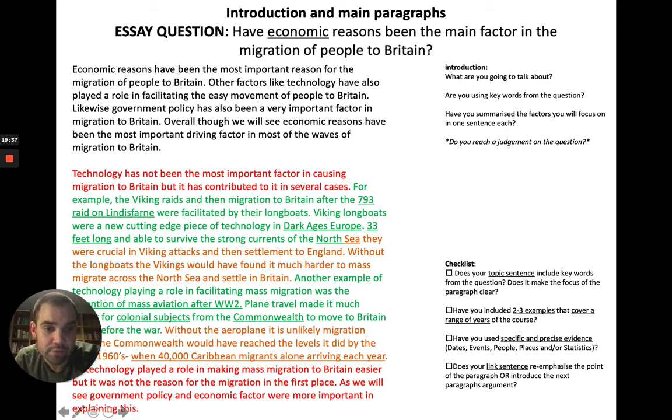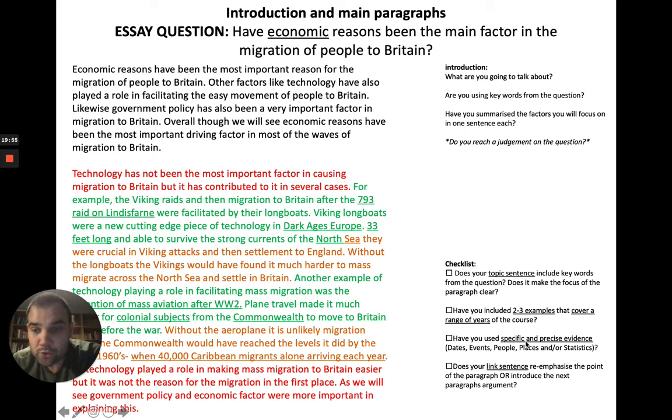Okay, so in the case of this one, I'm going to be talking about the role of technology when it came to the Vikings, and then I'm going to be talking at the other extreme end of the course about the role of technology in facilitating post-war migration. Okay, so you've got to make sure that you've got examples that cover a range of the years.